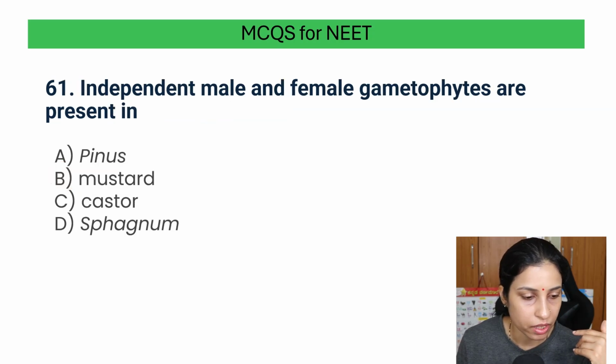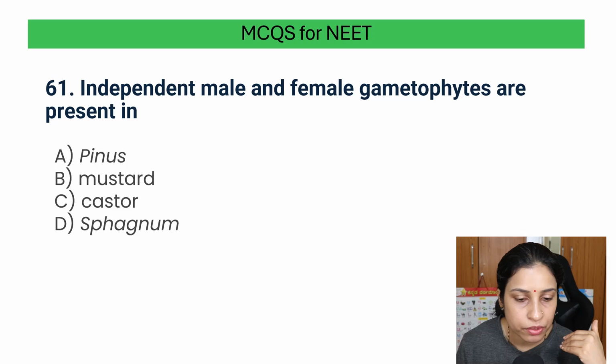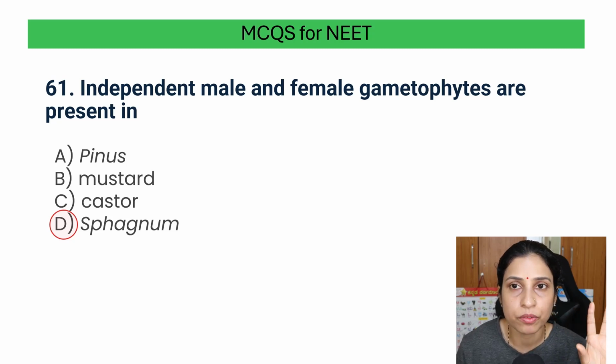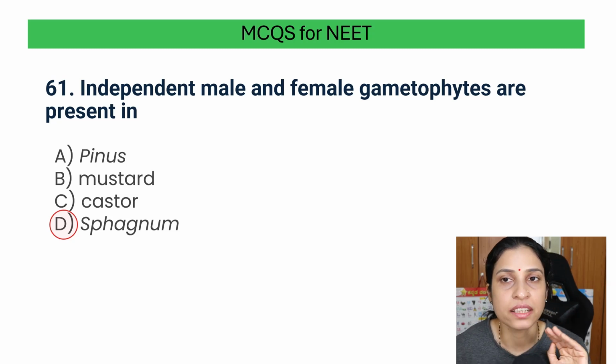Then independent male and female gametophytes are present in Sphagnum. Sphagnum is a moss. Independent male and female gametophyte means it is a dioecious moss. Both male and female gametophytes are different. Not monoecious. They are dioecious. Each plant has only one type of sex organ, either male or female.